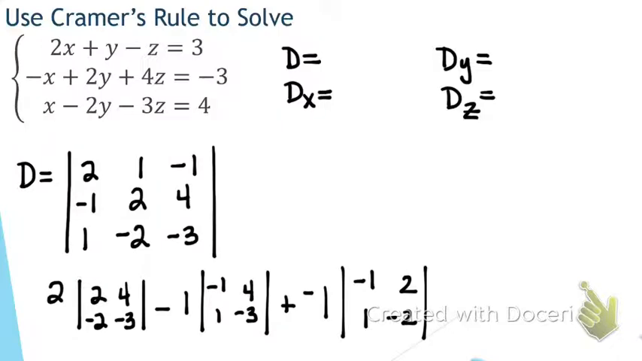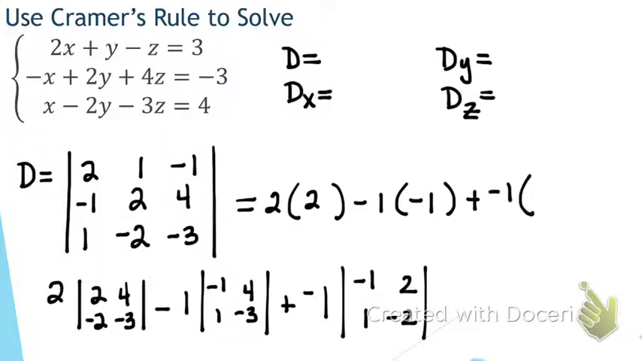So you should have 2 times, what did you get for your first determinant for this 2x2? Did you get 2? So you should have 2 times 2 minus 1 times -1, and then -1 or plus a -1 times 0. So if you type that in your calculator, you should get that the determinant for matrix D is 5. So who had 5?